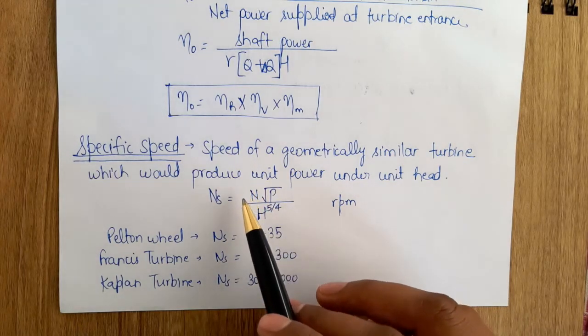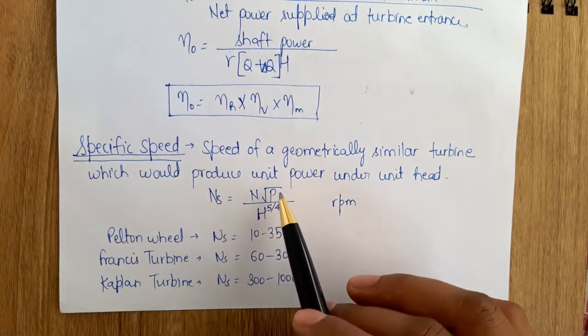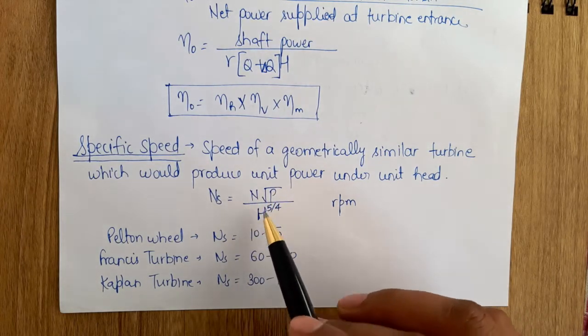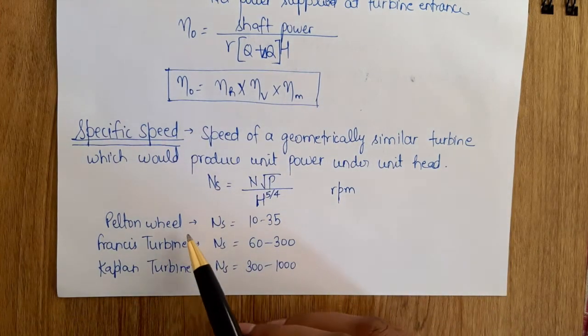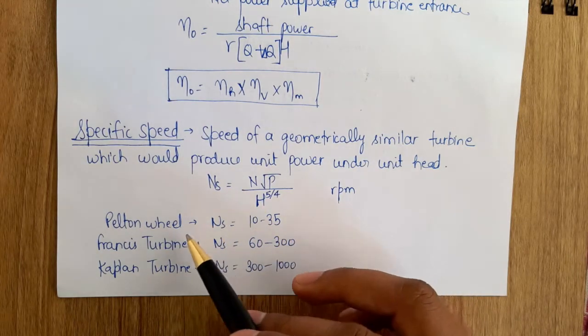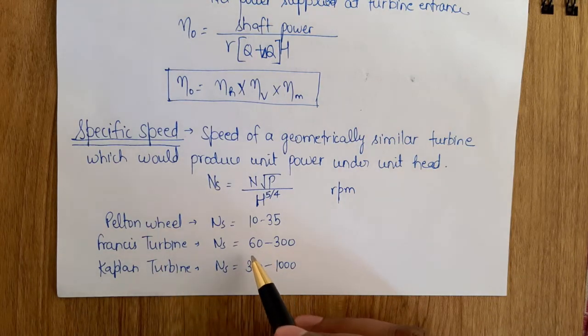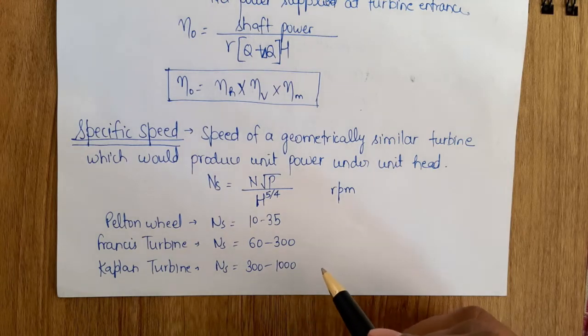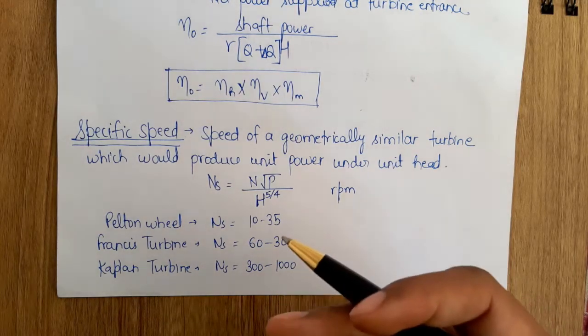So it is the specific speed, that is the speed when we are supplying 1 unit of power and providing 1 unit of head. The RPM values for the different turbines are given here. For Pelton wheel, we have Ns from 10 to 35 because these require high head and low discharge. Francis turbine has 60 to 300 and Kaplan turbine 300 to 1000. So we can see that Kaplan turbines are the best in terms of specific speed, and specific speed defines the efficiency, that is how good a turbine is.